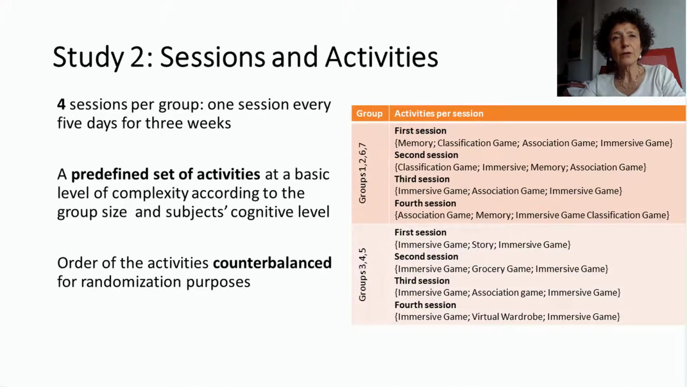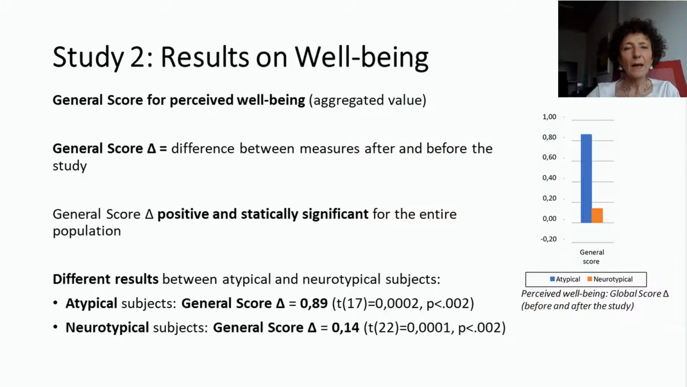We organized 4 sessions per group, 1 session every 5 days, along a period of 3 weeks. Together with the teachers, we predefined a set of activities at a basic level of complexity, differentiating the activities according to the group size and the subject cognitive level. The order of the activities was counterbalanced in order to ensure correct randomization.